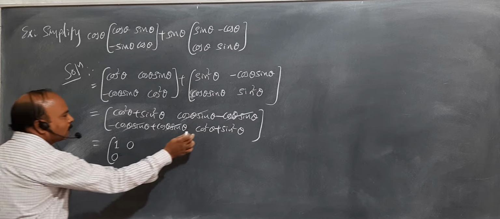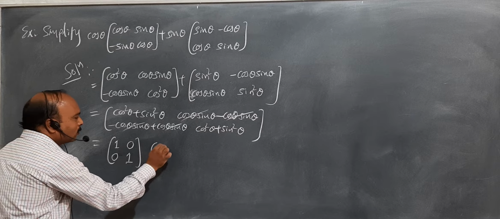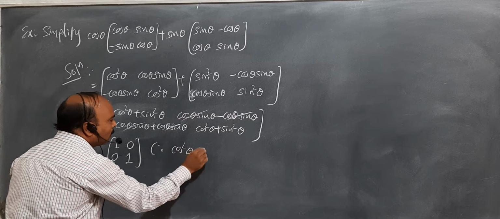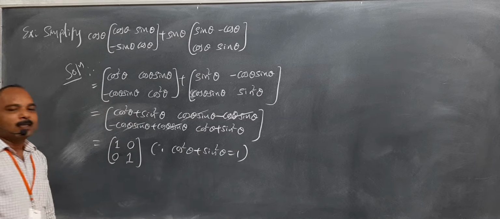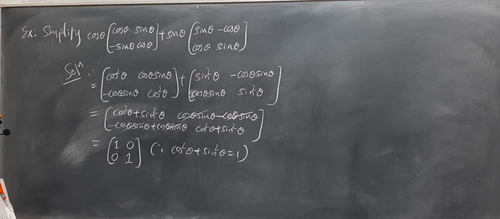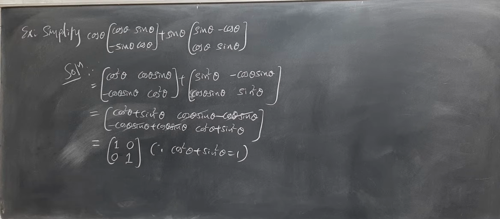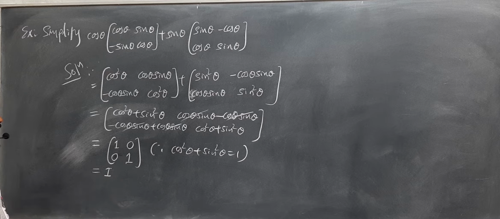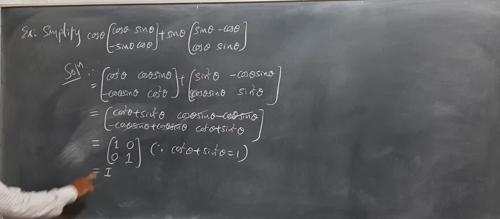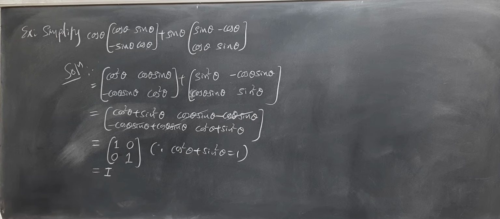It is also cos square theta plus sin square theta is 1, because we know that cos square theta plus sin square theta equal to 1. It is a trigonometric identity. Now you get 1, 0, 0, 1. So you observe that it is nothing but the identity matrix, that is, it is equal to I. I is nothing but the identity matrix of order 2. So our answer is equal to I for this one.